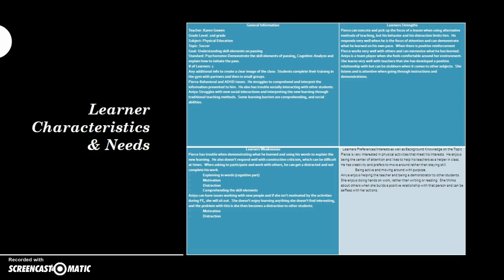Starting off with Pierce, he's an interesting student because he's very smart when he's engaged and motivated with the activity or the lesson, but when it comes to things that are not to his interest, he completely shuts down. He becomes very hostile and impulsive, and disagrees with the teacher all the time. He lacks motivation and gets distracted very quickly.